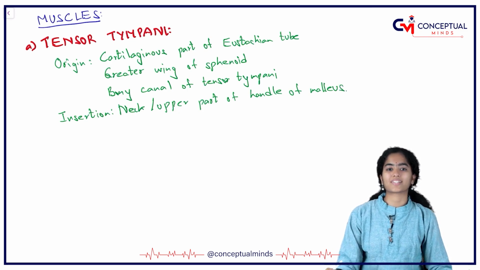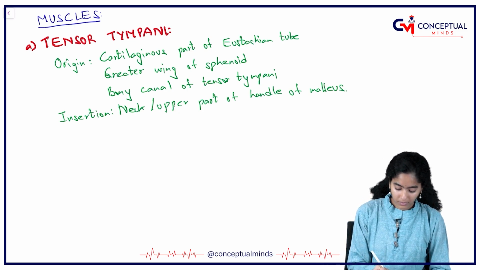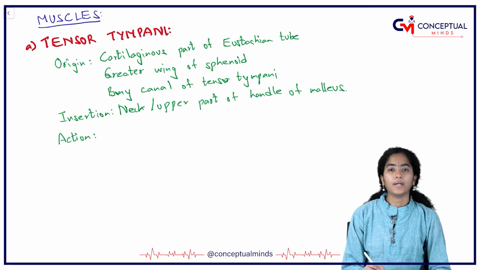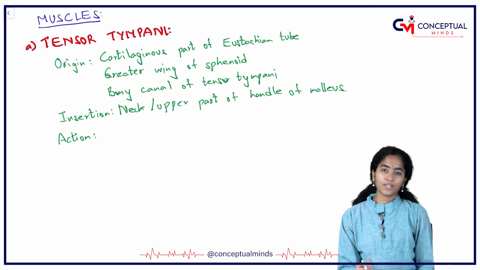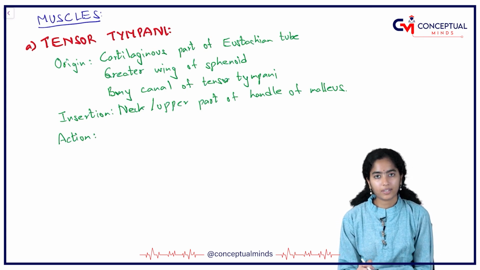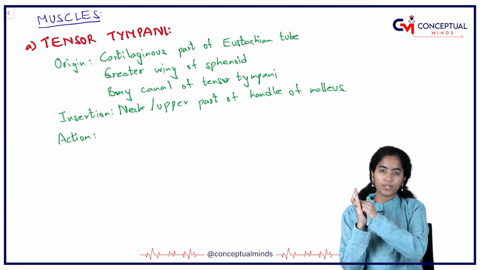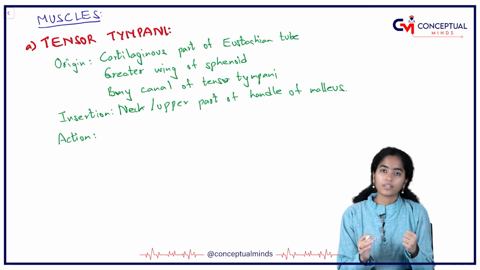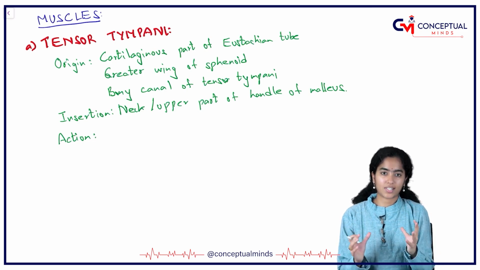But why is this muscle present? What is its function? The action of this muscle is that it pulls the handle of malleus medially. Now, when the handle of malleus is pulled medially, what happens to the tympanic membrane? The handle of malleus is embedded in the tympanic membrane. And when the handle of malleus is pulled medially, the tympanic membrane also gets tensed. The tympanic membrane cannot go inside completely, so it stretches, it becomes tensed.